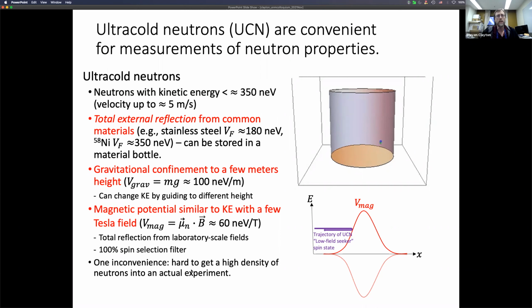And I do add one inconvenience, which is that it's hard to get a high density of ultracold neutrons into an actual experiment, though we've actually been doing a pretty good job of that lately. And okay, I didn't start my animation, but imagine a 1 meter tall bottle. I just made them different colors for visibility, but that's more or less what they would look like bouncing around.